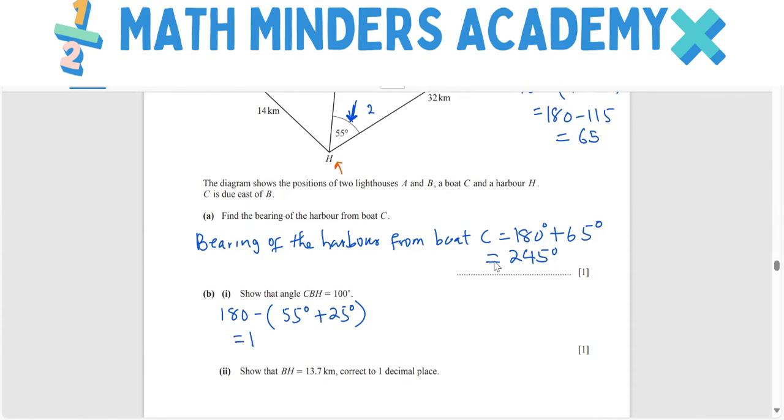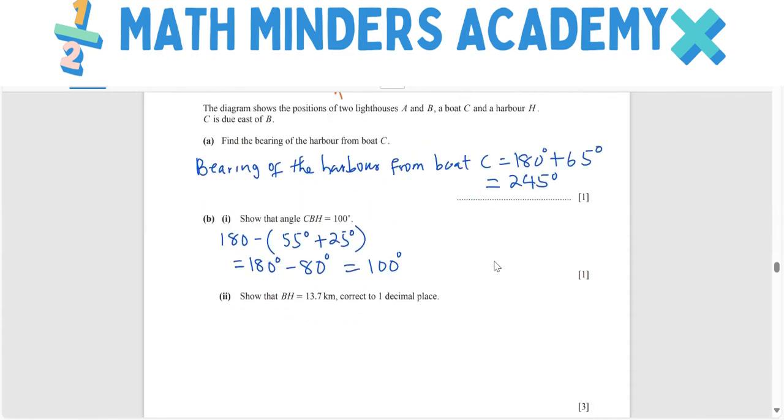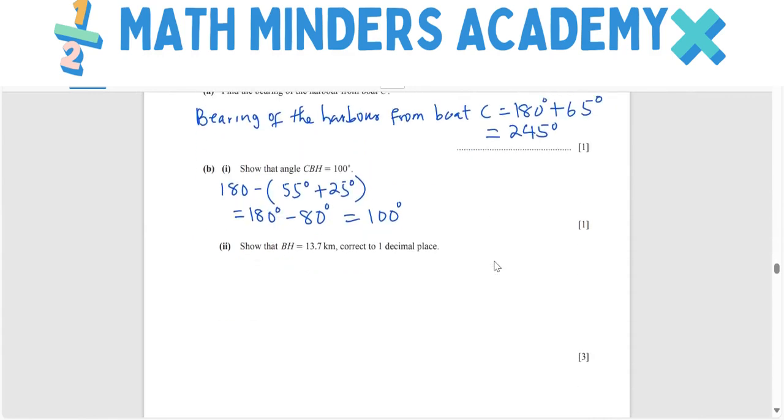So that is going to give us 180 degrees minus 80 degrees, and that gives us 100 degrees. So that is the size of angle CBH. We have shown that it is 100 degrees. The next part says show that BH is 13.7 kilometers correct to 1 decimal place.